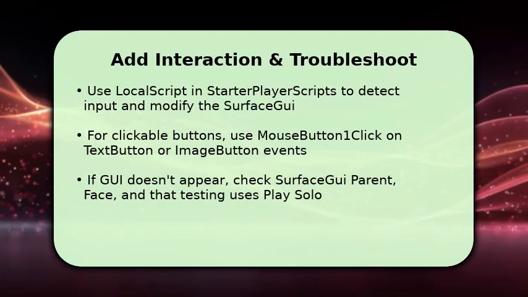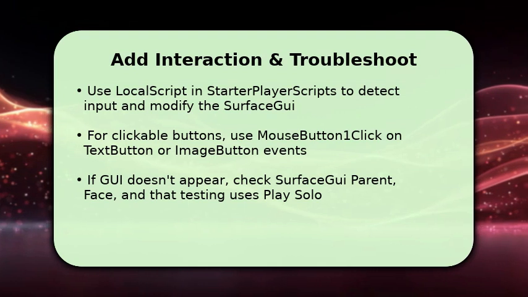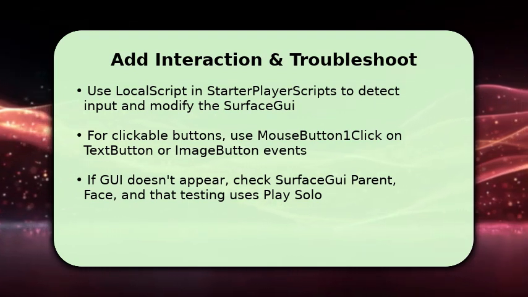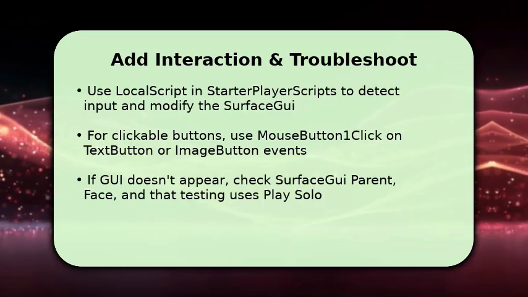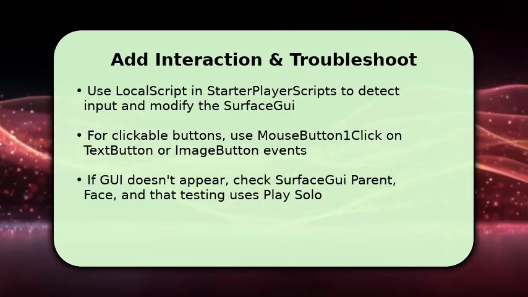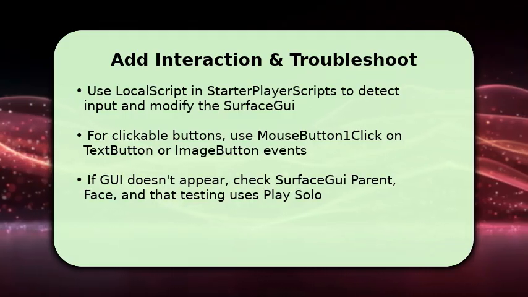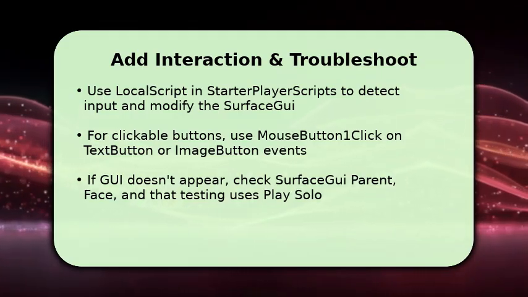Finish by wiring interactions. Because Surface Gui in Workspace is visible, but input can be local, run a local script that listens for mouse button one click on your text button and then calls remote event to the server if needed. Make sure to reference the Surface Gui through Workspace path when testing.